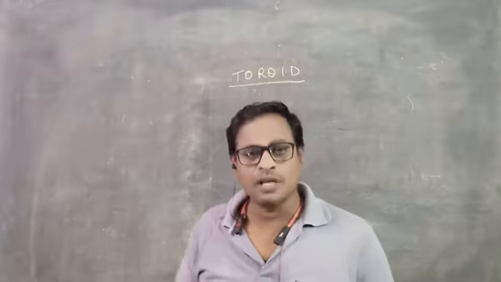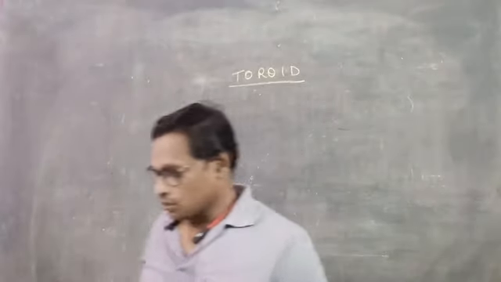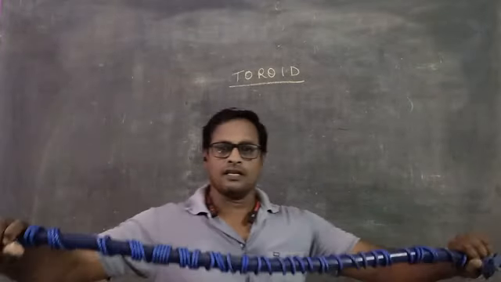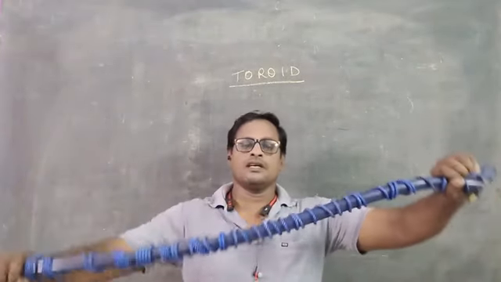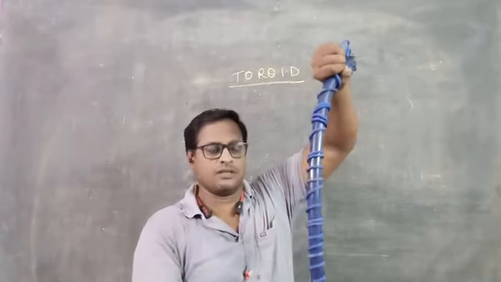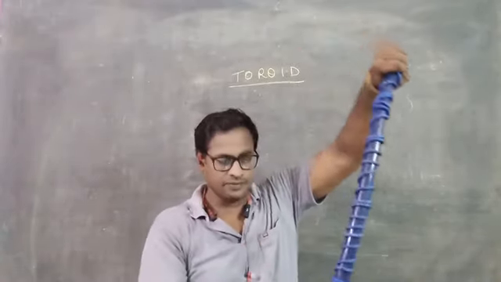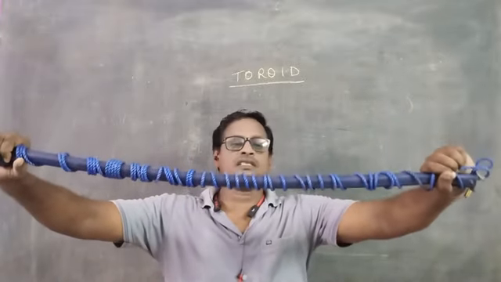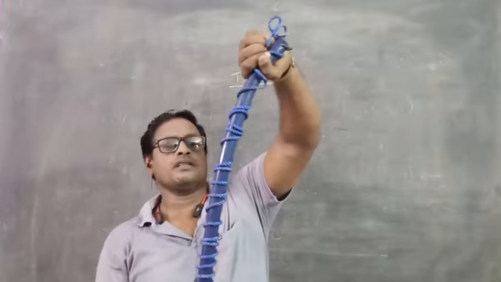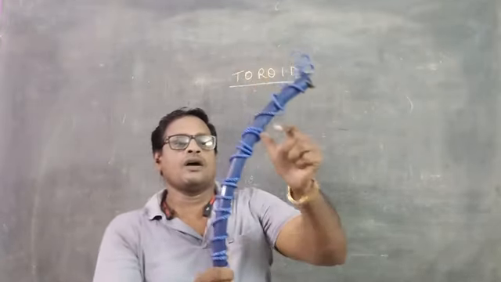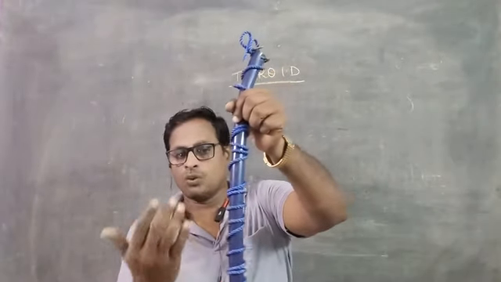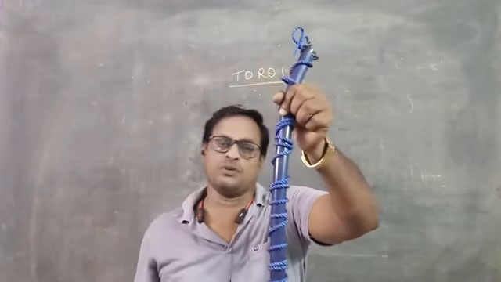Toroid is also similar to the solenoid. Consider this is a solenoid. Here there are n number of turns in the solenoid. This is wires. You consider this is wires in the solenoid. If it has n number of turns, you all know that inside the solenoid there is a magnetic field. Outside the solenoid, the magnetic field is 0.